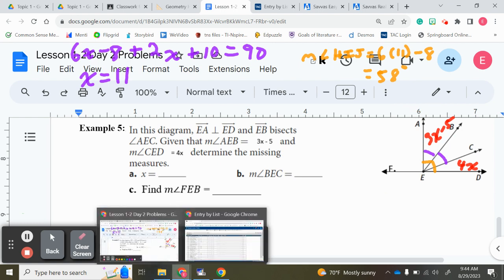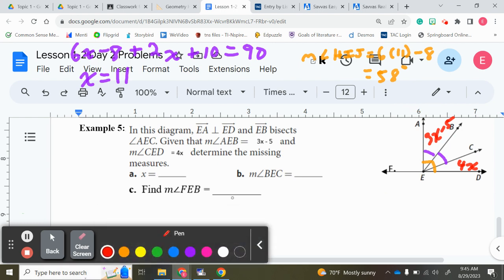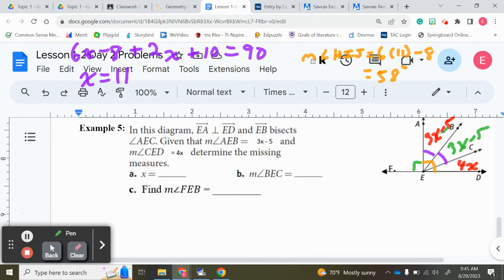Perfect. All right, so I'm just going to mark that right now since he mentioned it. This is 90 degrees, and this is also 3x minus 5, because if EB is bisecting AEC, these two are congruent, right? So the easiest way to solve for this is to set this up and set it equal to 90. So this is going to be 3x minus 5 plus 3x minus 5 plus 4x equals 90. I want you guys to solve for x right now.